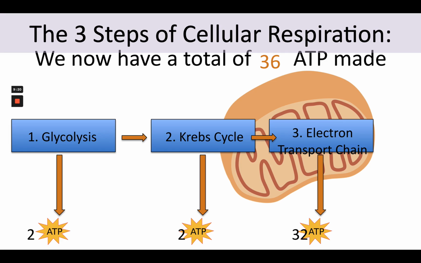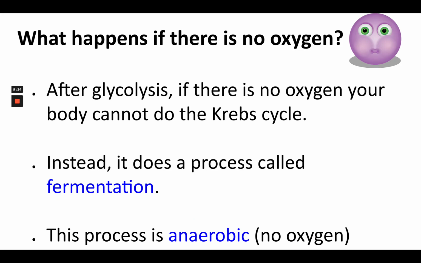All of this has relied on aerobic respiration, or having oxygen. So what happens if there is no oxygen after glycolysis? Well, if there's no oxygen after glycolysis, your body cannot enter the Krebs cycle. Instead, it goes into a process called fermentation. And this process is called anaerobic respiration because there's no oxygen. What happens then in fermentation?